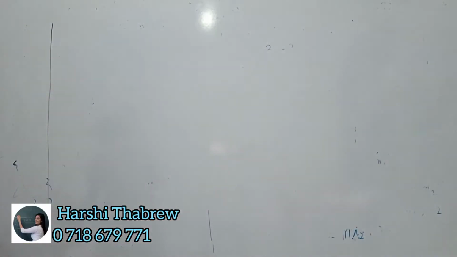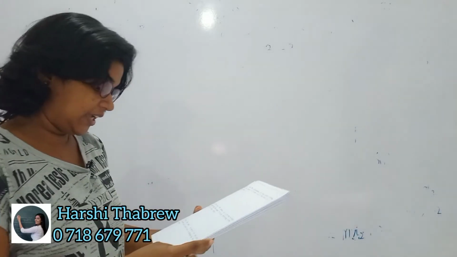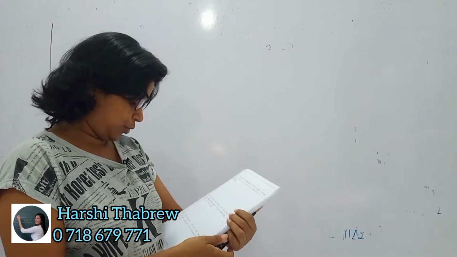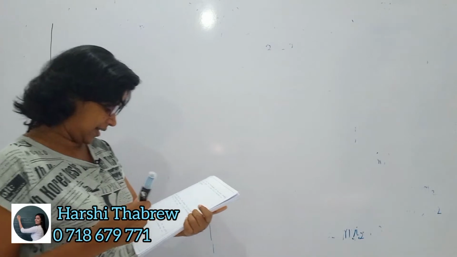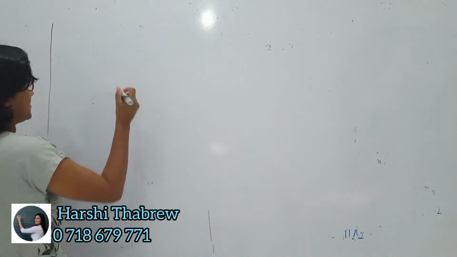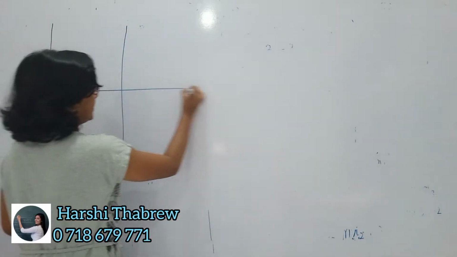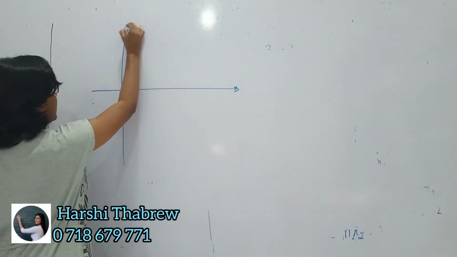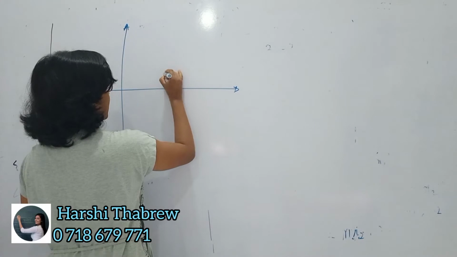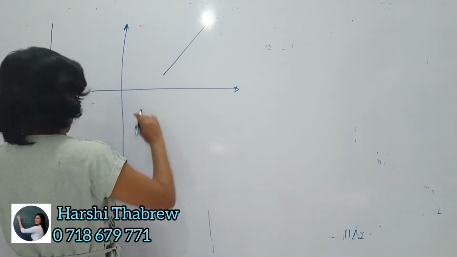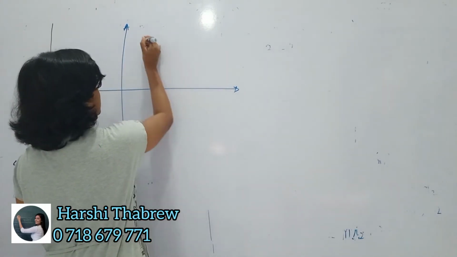And it's given: find the ratio in which the line joining the 2 points (3, 2) and (4, 1) is divided by the x-axis. Now when you look at these 2 points given, (3, 2) and (4, 1).